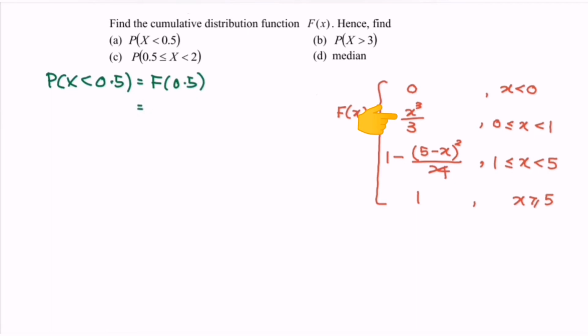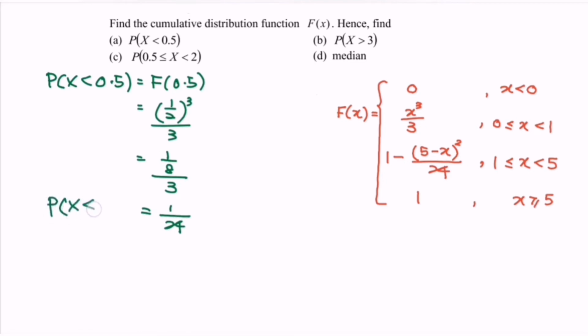x to the power of 3. So 1 over 2 to the power of 3 over 3, where we have 1 over 8 over 3. So the answer will be 1 over 24 for the probability that x is less than 0.5.